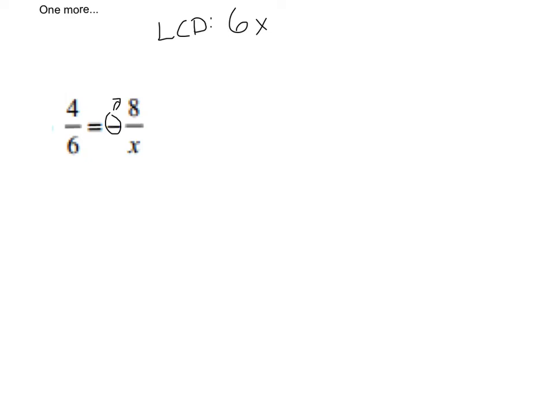Okay, so then I have 4 over 6 equals negative 8 over x. When you have a negative in front of everything, that means you can give it to either the top or the bottom. Because if you had both being negative, then you would have a negative divided by a negative. That gives you a positive, so that wouldn't be right.